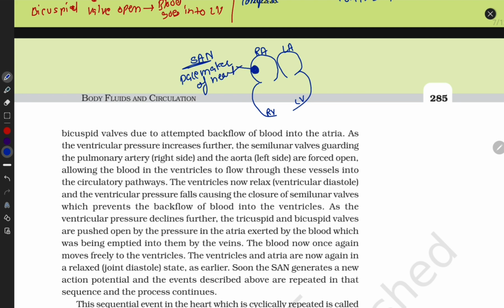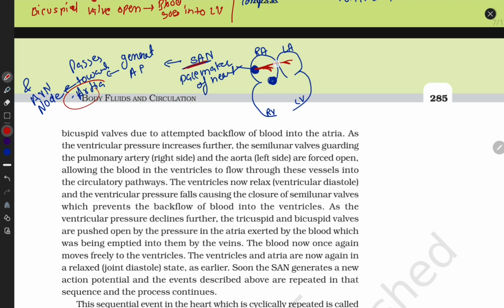Clear, guys? Okay, what do they do? They generate action potential and pass it towards the atria and the AVN node. I'm writing here. Here the AVN node is situated. The SA node generates action potential and passes it towards both the atria, right atrium and left atrium. And some impulse goes towards the AVN node. Now what happened next?